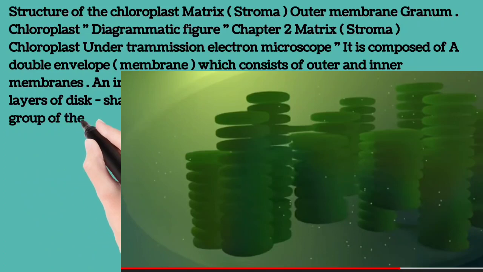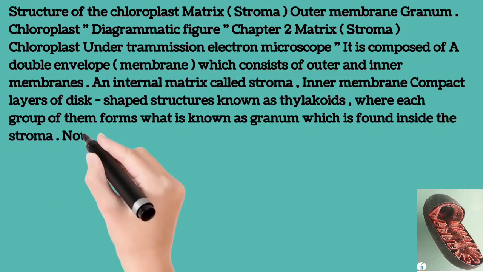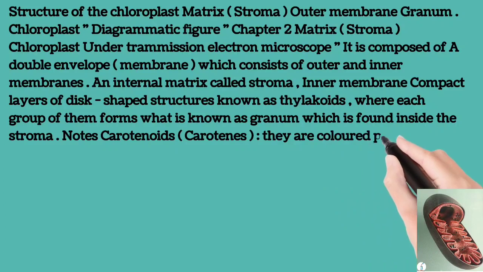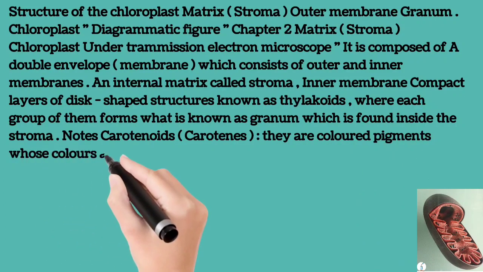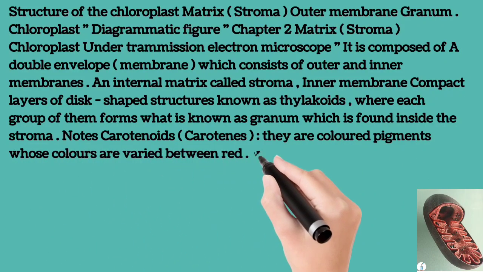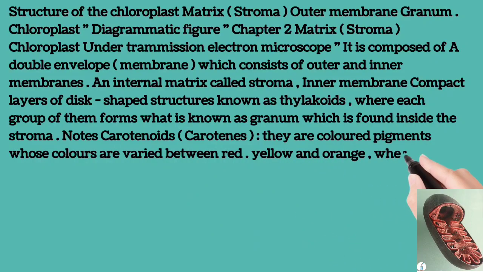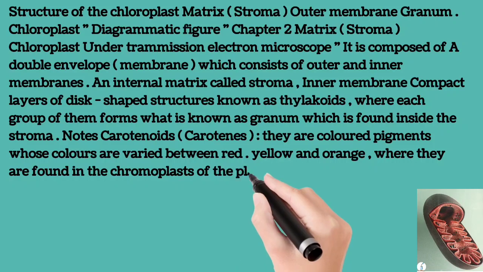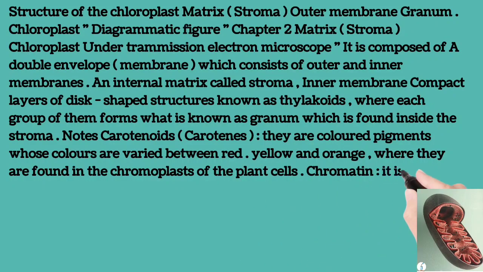Notes: carotenoids, carotenes. They are colored pigments whose colors vary between red, yellow and orange, where they are found in the chromoplasts of the plant cells. Chromatin. It is minute tangled filaments that are coiled around each other and found in the nucleus of animal and plant cells.